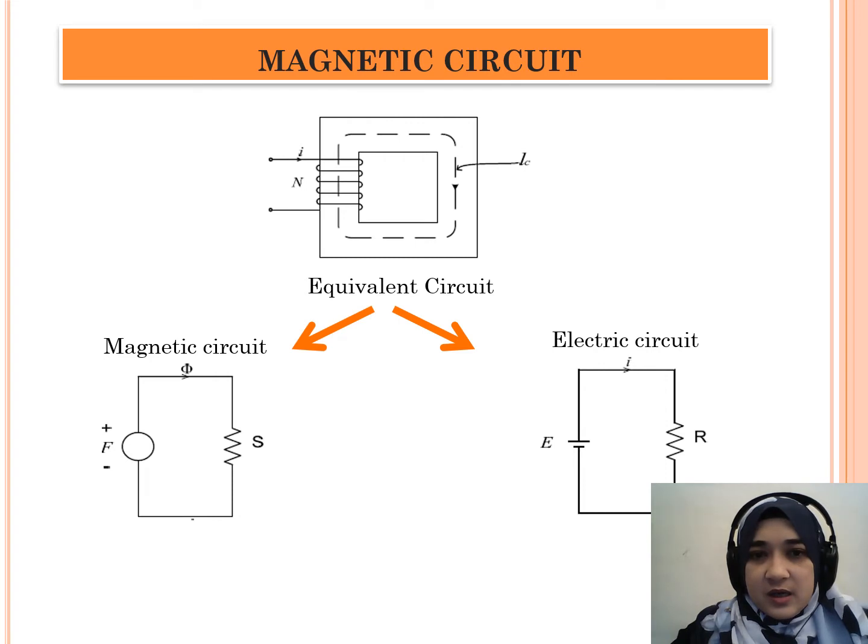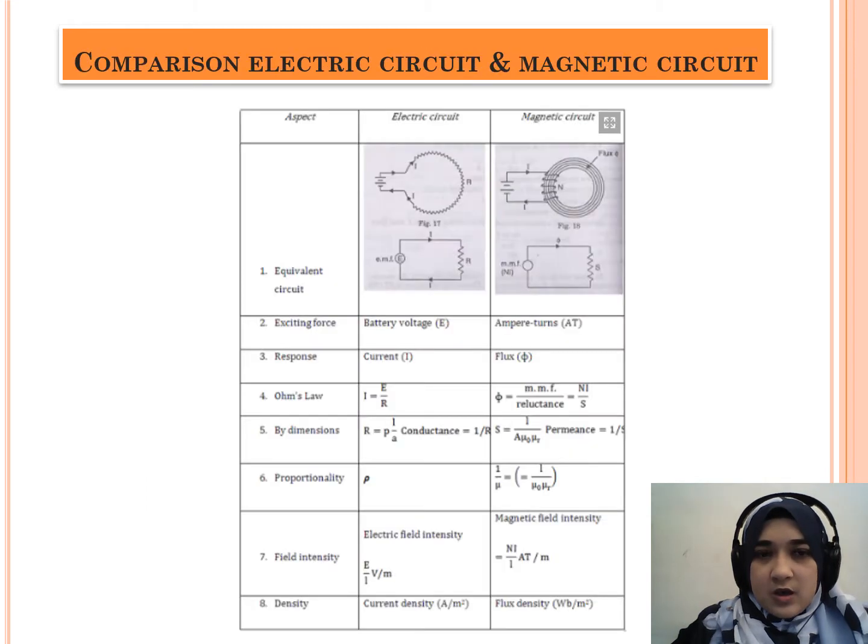Okay, from this equivalent circuit, we can analyze it as a magnetic circuit and an electric circuit. It's just the same, where the voltage here is the magnetomotive force, flux is I, and R is equivalent to S in the magnetic circuit. The table shows the comparison of electric circuit and magnetic circuit. You can look into it by yourself. So we will proceed to the next slide.